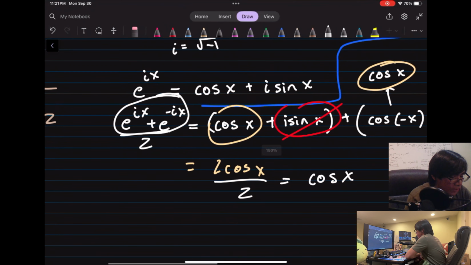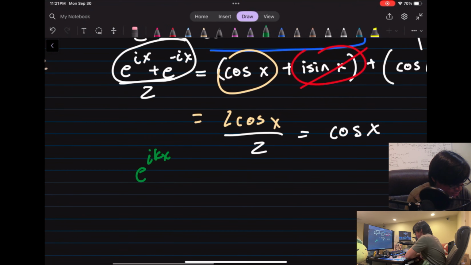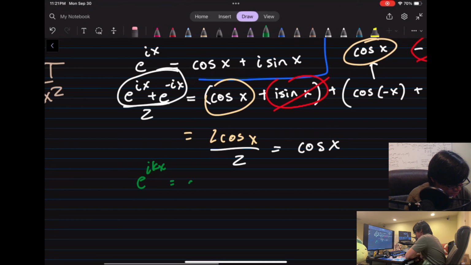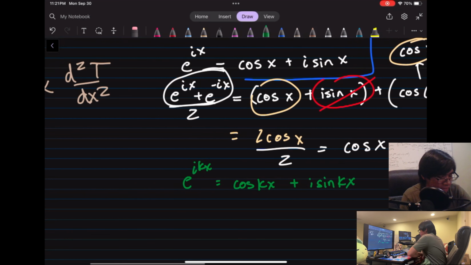And also, if I put in something like e to the ikx, remember that this would just be cosine kx plus i sine kx, with k being any real number. And that'll be important later on as we show that our temperature, just T, is equal to a sort of infinite summation over an infinite number of options for k, and c are coefficients, but more on that later.